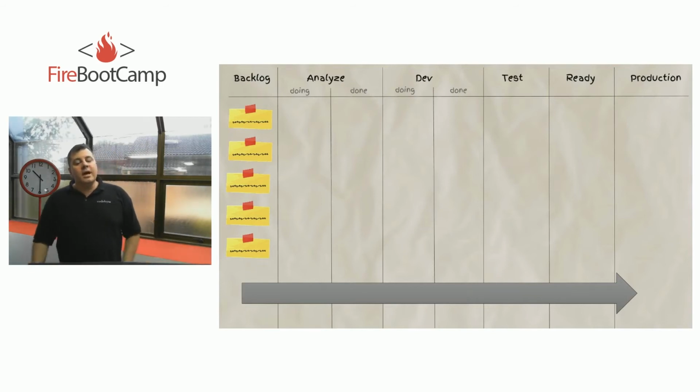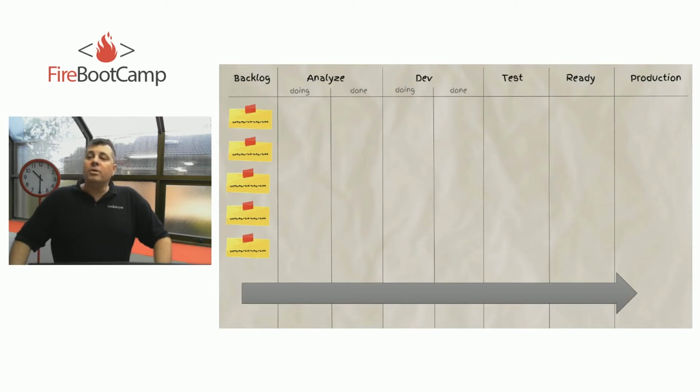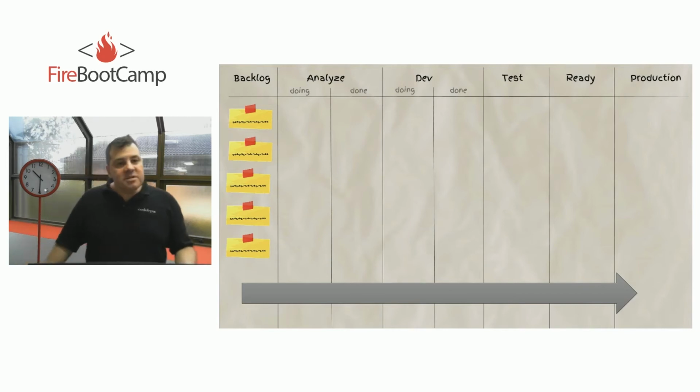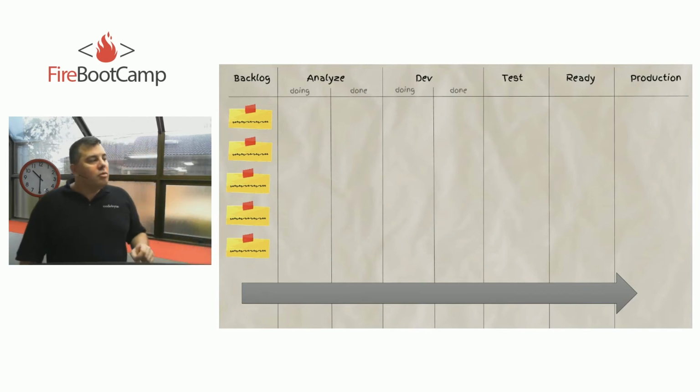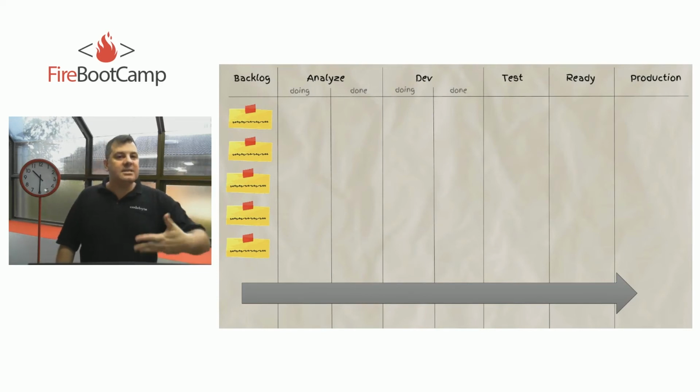So in our world, in this little exercise that we have, this is how our Kanban board looks. We have a backlog. Then we have an analyze column. We have development, test, ready, and then it's put to production. A Kanban board is a pull system, so you move every card from left to right as it completes.